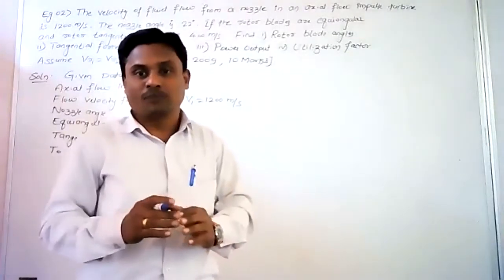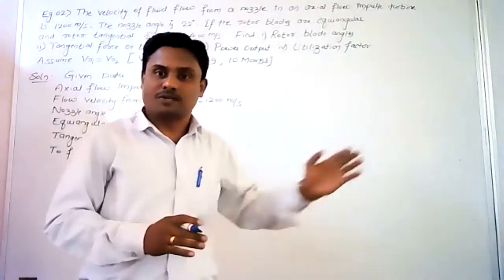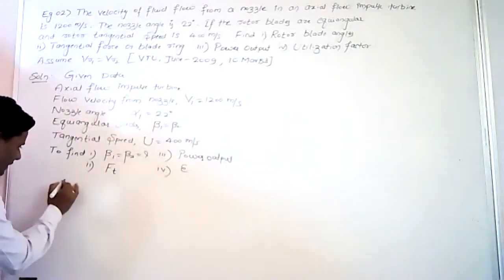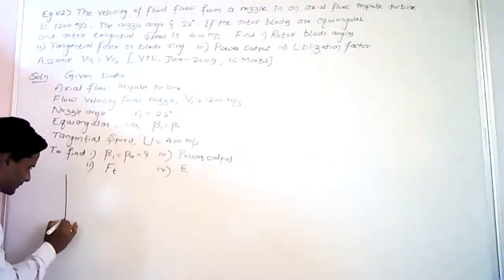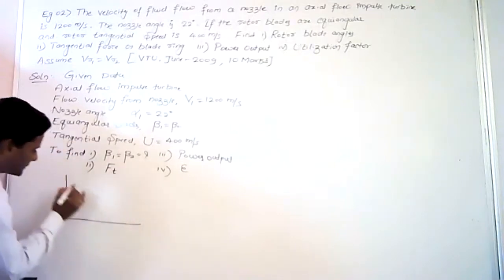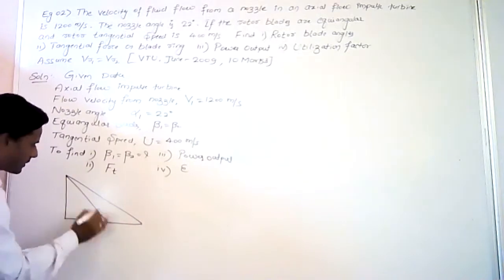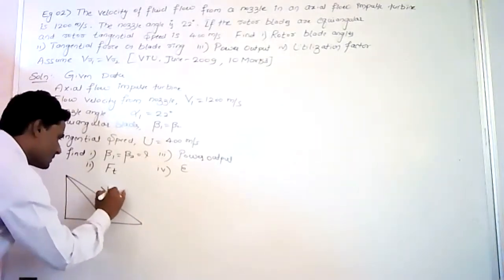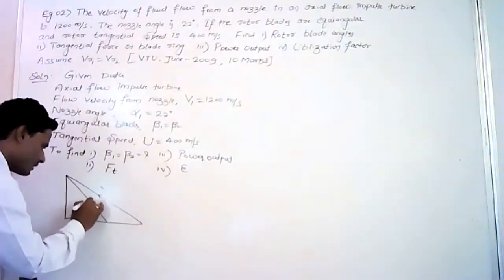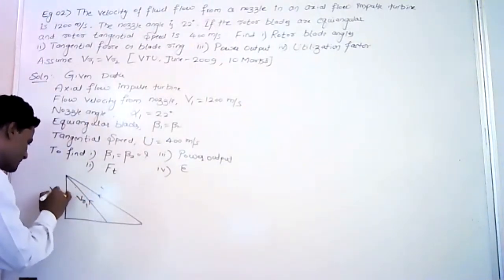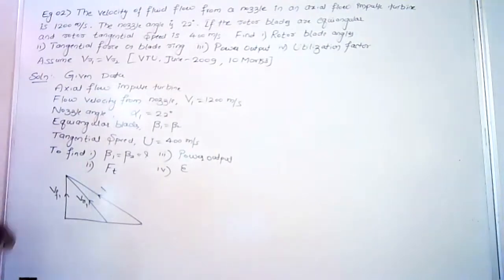Now the first and foremost task is to draw the inlet and outlet velocity triangles. Just follow the standard procedure as well. This is the inlet velocity triangle. This is the principal diagonal V1. This is the relative velocity component VR1. This is the flow velocity component VF1.